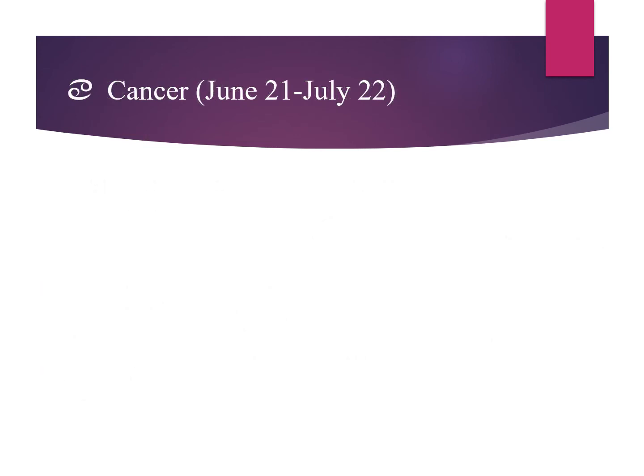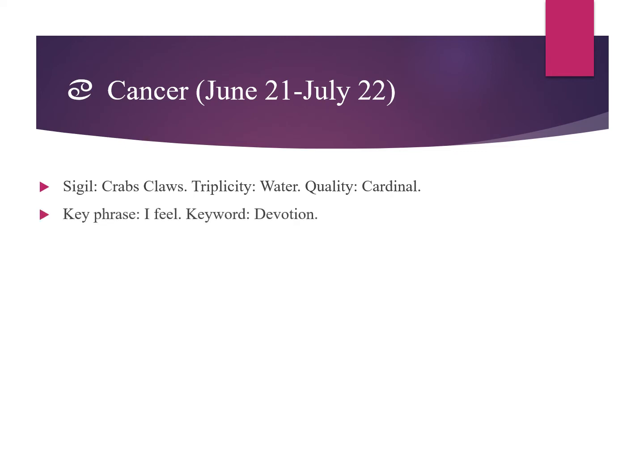Next, we have the sign of Cancer, which is June 21st through July 20th. The sigil for Cancer is the crab claws. Its triplicity is water, and its quality is cardinal. Its key phrase is "I feel," so it's all about feeling. And the keyword is devotion.